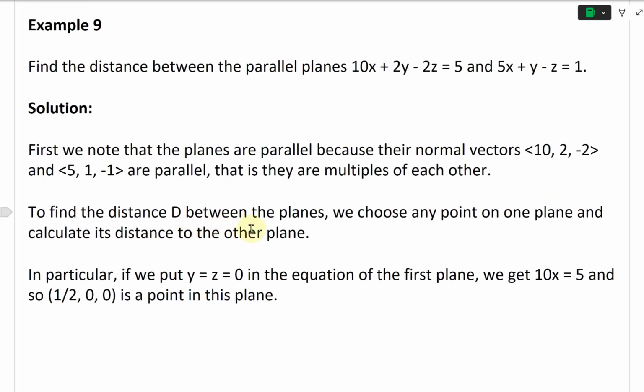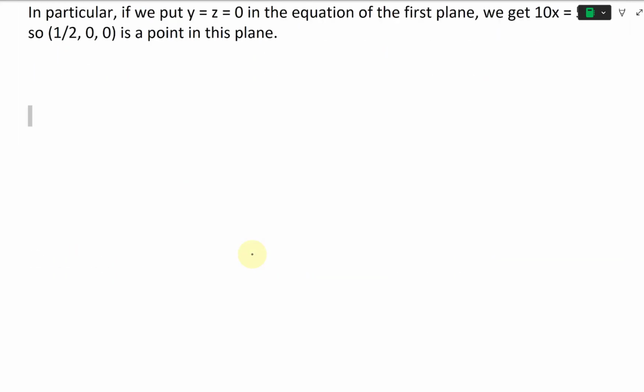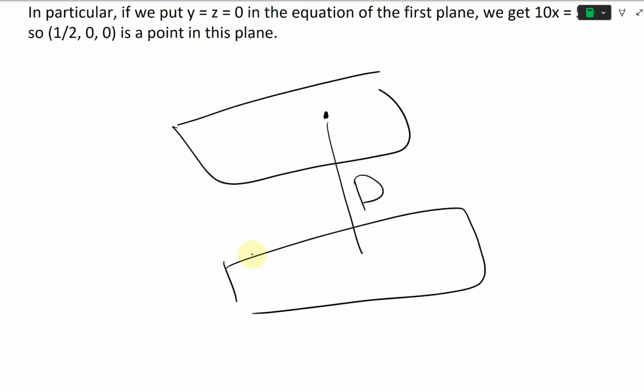Alright, to find the distance between the planes, we choose any point on one plane and then calculate its distance to the other plane. So we just need to find one point. For example, if you have two parallel planes like this, we just need to find any point here and then apply the distance formula to this plane.